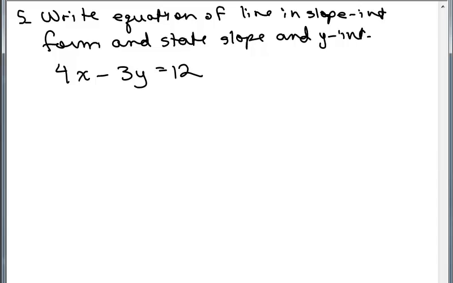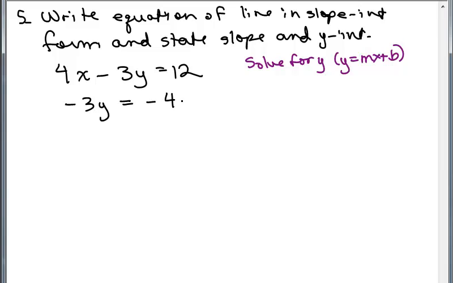Number 5, write the equation of the line in slope-intercept form and state the slope and y-intercept. So remember, we have to solve for y so we can get it in this form, y equals mx plus b. That is the slope-intercept form of a line. All right, so to solve for y, I first need to subtract 4x from both sides. By the way, there might be something different you do. There isn't always just one way, but this seems most natural to me.